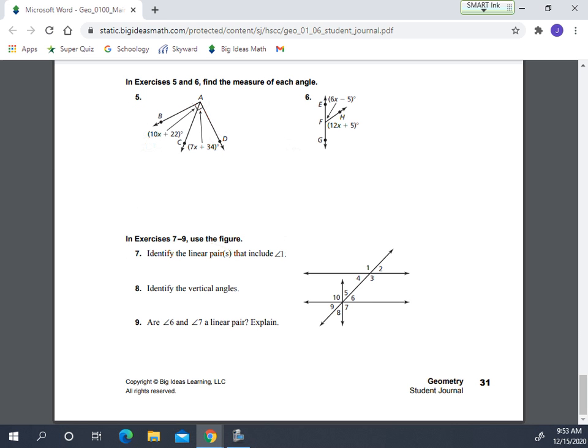You guys, I'll get you started on number 6, but I want you to work on it. This angle is equal to 180 degrees, right? It's a straight line. So we know that 6x minus 5 plus 12x plus 5 equals 180 degrees. And I'll let you guys work on that.